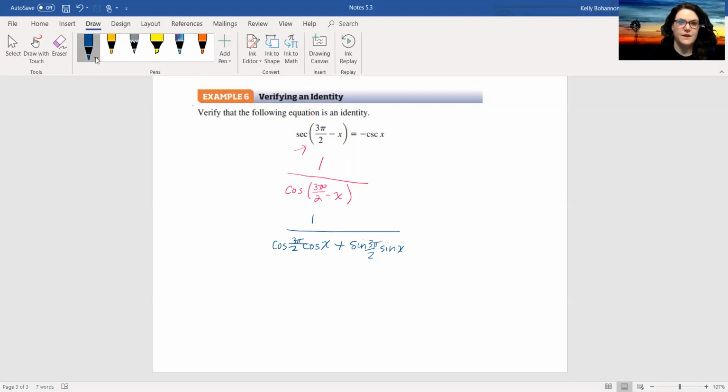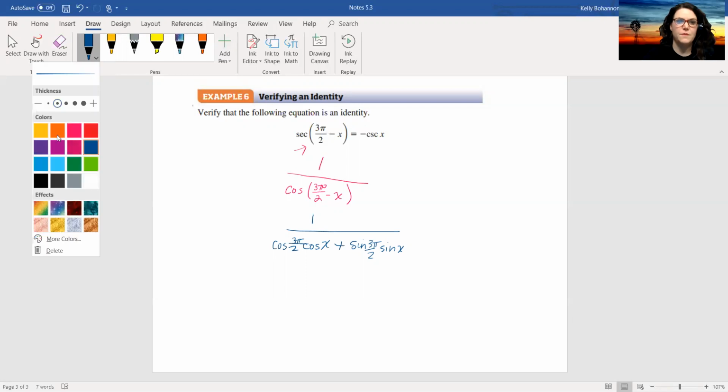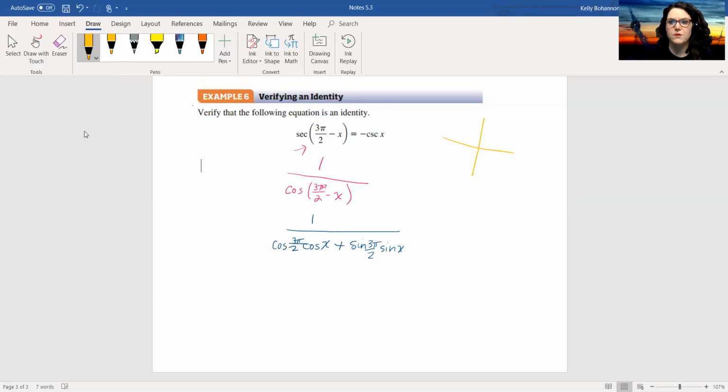All right, so now I'm going to see if I can simplify that based on the fact that I know 3 pi over 2. So quick reminder, in case you have forgotten, 3 pi over 2 is all the way around here. It's on the axis, and it would be the ordered pair 0, -1. So cosine of 3 pi over 2 is 0, which means that this whole first piece cancels out because 0 times cosine x is just 0. Sine of 3 pi over 2 is -1.